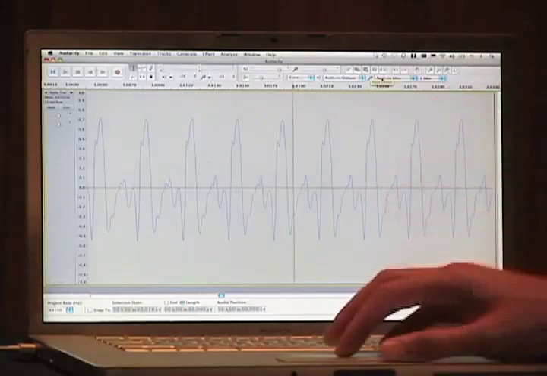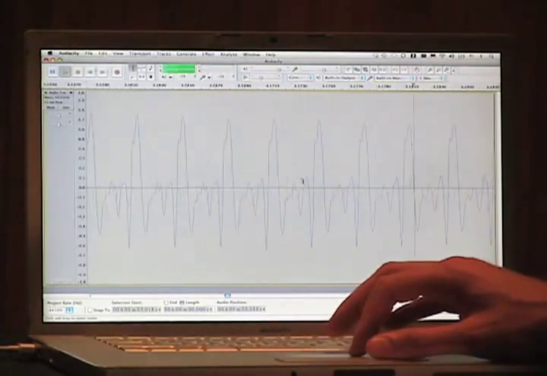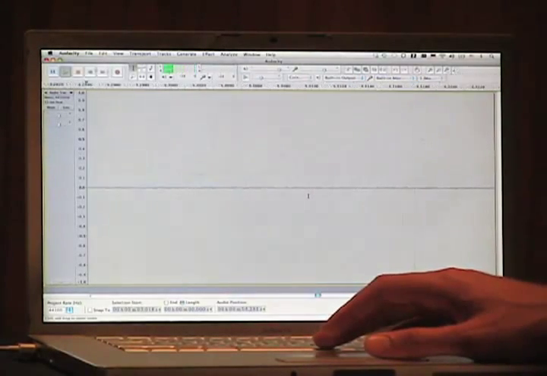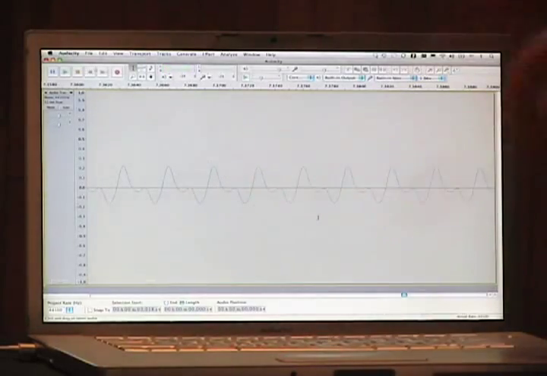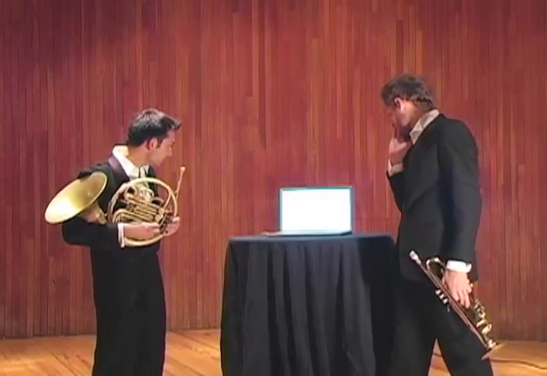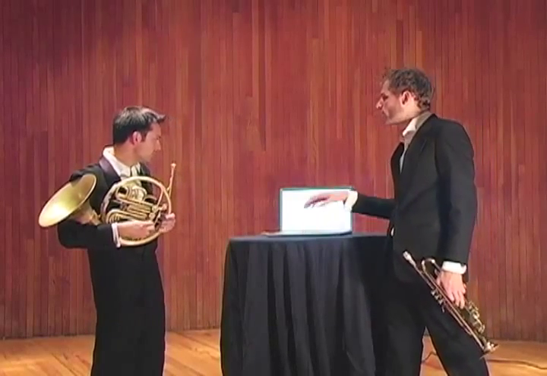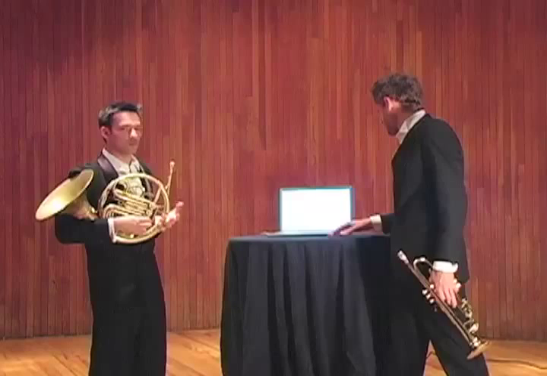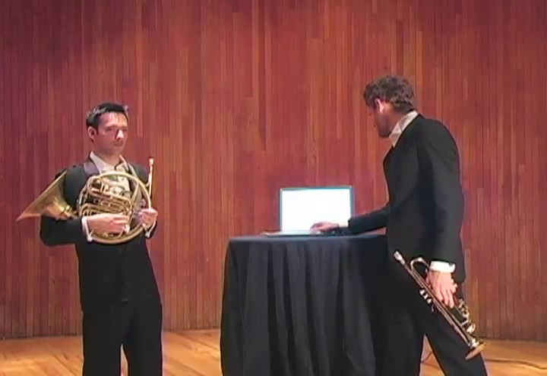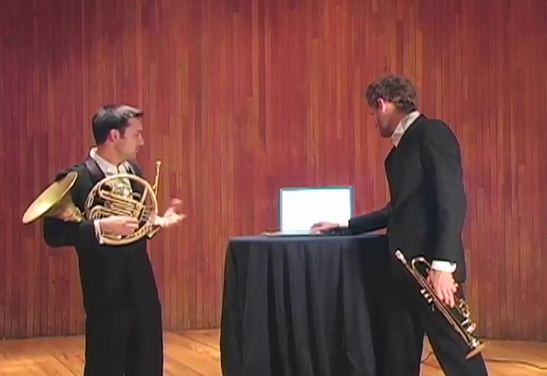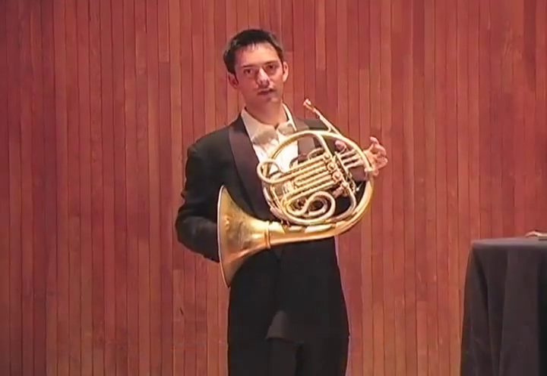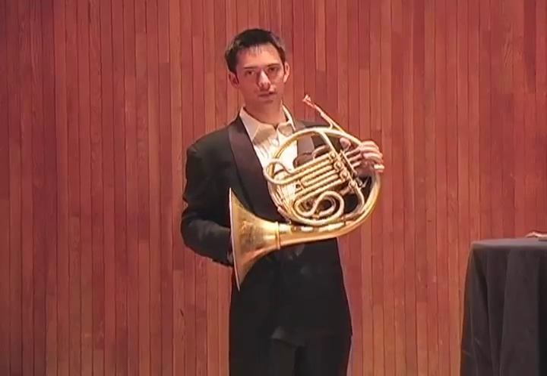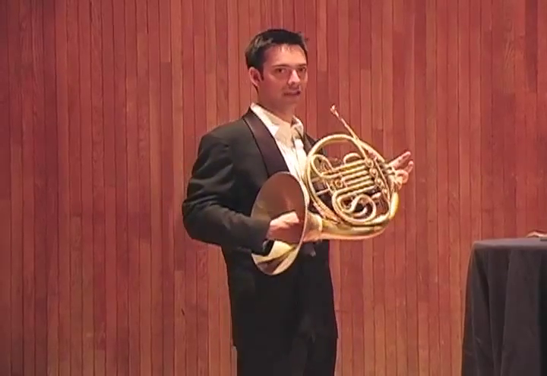Real spiky there. And we can play through. Okay, so it certainly looks like the horn waveform is a lot smoother. A lot smoother, and it sounds a lot smoother too. Much mellower sound. Yeah, so we can really tell the difference from one instrument to the next just by looking at the waveform. What's interesting is that I can actually change the shape of the waveform that my instrument makes by moving my hand around in the bell.